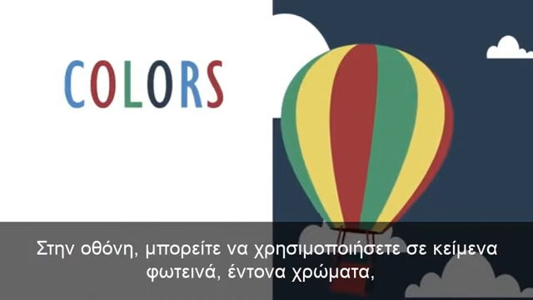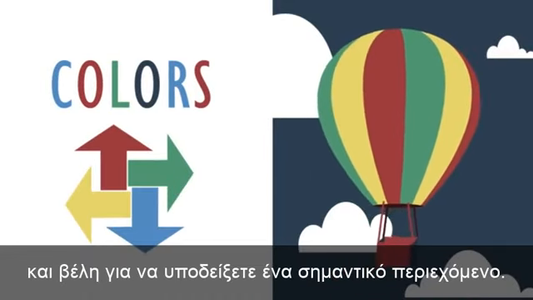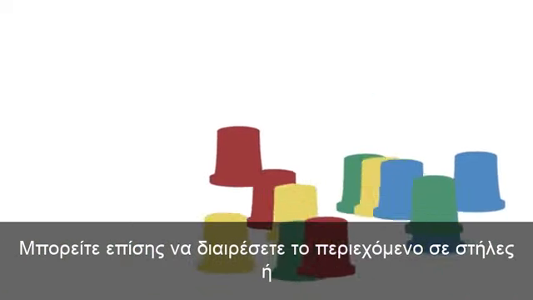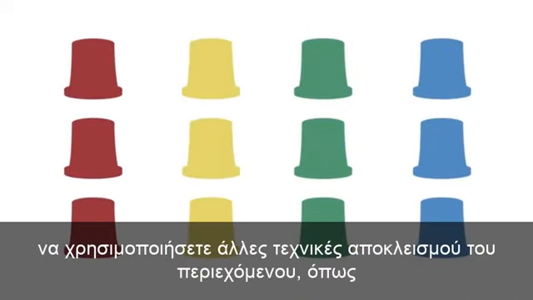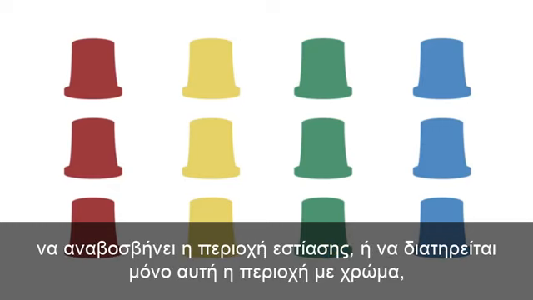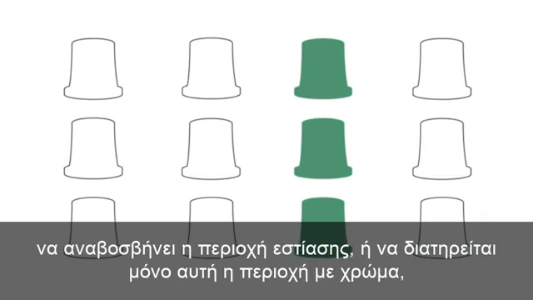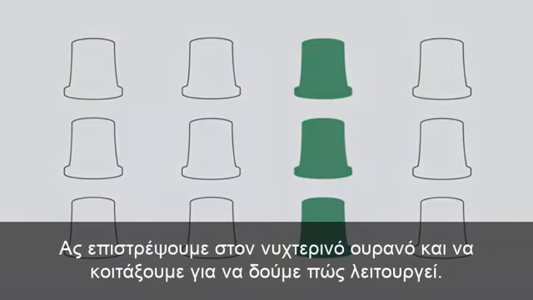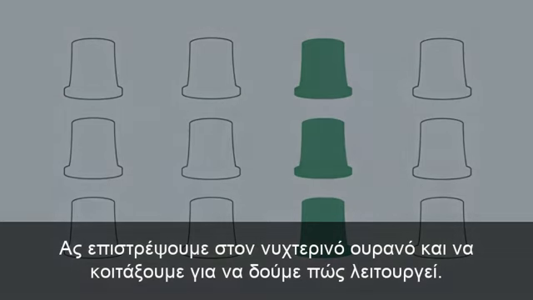On-screen, you can use bright, bold text colors and arrows to point to important content. You can also divide content into columns or use other blocking techniques to section text. Flash the focus area with a spotlight, or keep the target area in color while turning the background black and white. Let's return to our night sky and look up to see how it works.